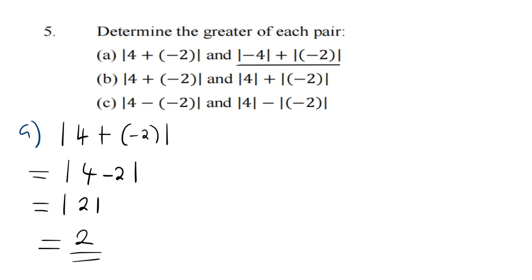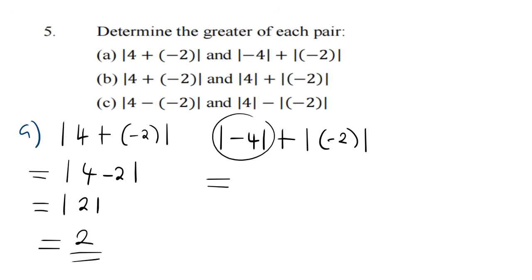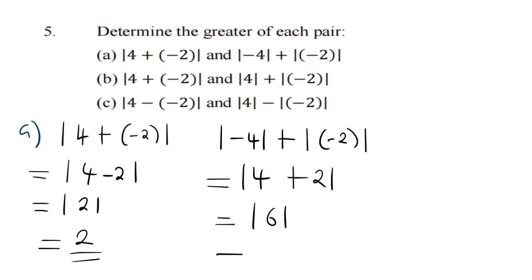Then the second one is this one. We've got negative 4 plus negative 2. Okay, so we find the absolute value of negative 4, which will just give us 4. Then there's a plus in the middle. Then find the absolute value of negative 2, that is a 2. Okay, 4 plus 2, that is a 6. That will give us a 6 as the final answer.